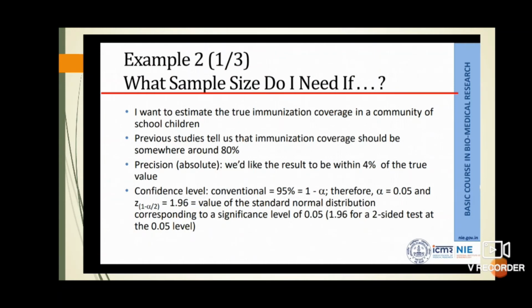For example, if we want to know the immunization coverage of community school children, then from the previous studies, if we get that the immunization coverage is 80% and the precision will be within 4% of the true value, and the confidence interval, as we all know, conventionally will be 95%, and alpha will be 0.05. So Z, as we said earlier, will be 1.96.